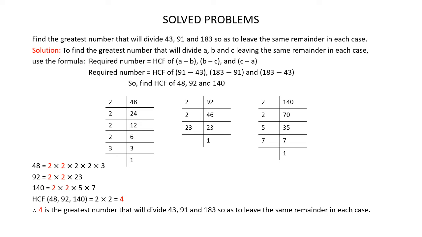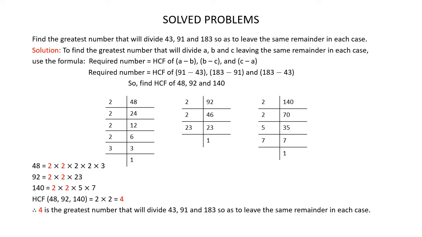First, let's find the prime factors of 48. 48 divided by 2 is 24. 24 divided by 2 is 12. 12 divided by 2 is 6. 6 divided by 2 is 3. 3 divided by 3 is 1. So the prime factors of 48 are 2, 2, 2, 2, 3 and 1. So 48 can be written as 2 multiplied by 2 multiplied by 2 multiplied by 2 multiplied by 3.